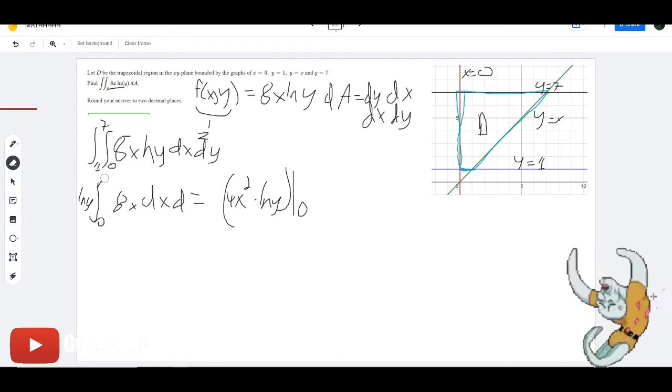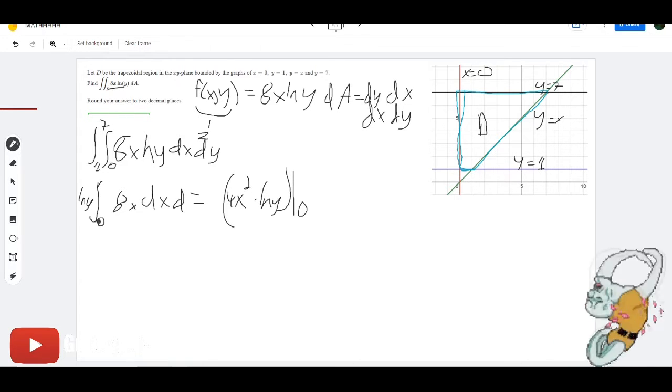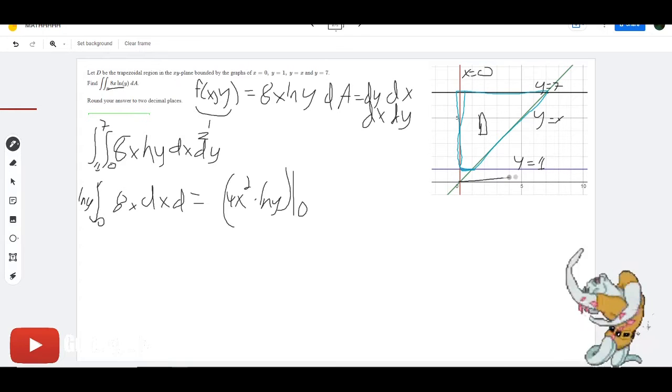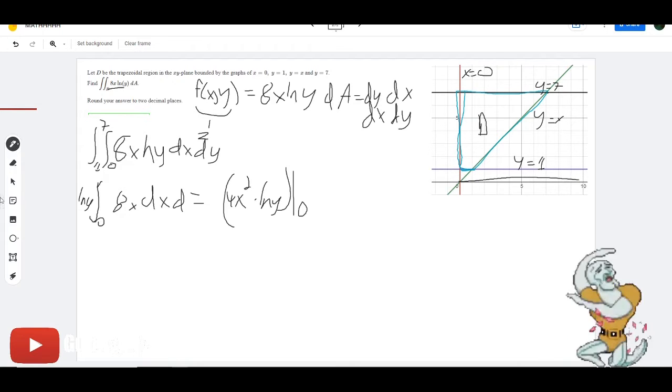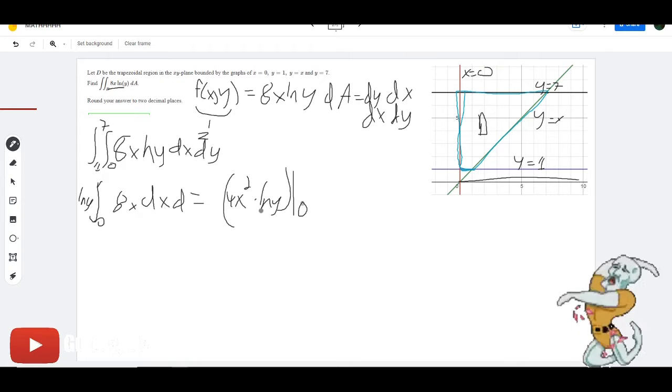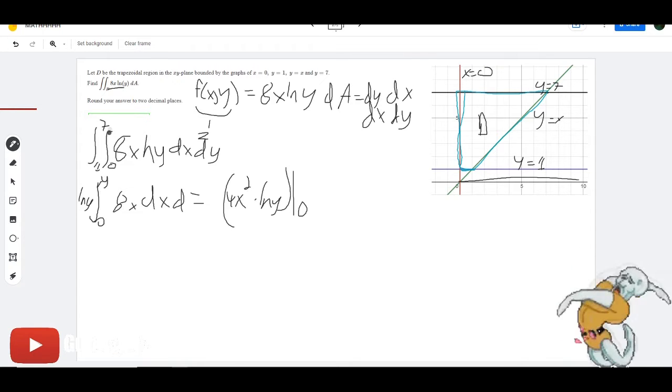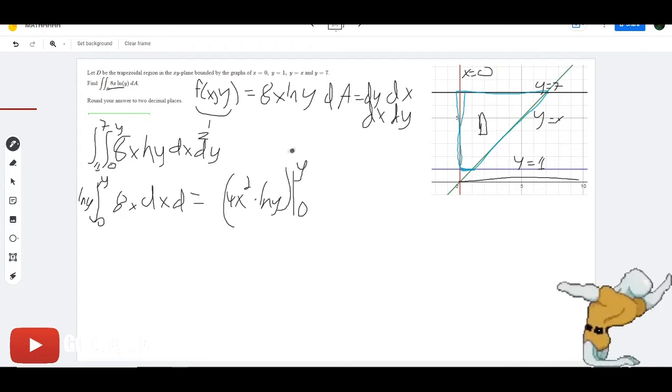We're not going from 0 to x because x equals 0, but x does not equal x, because if x equaled x, then it'd just be a straight line. No, x equals y. X equals y. Okay? So we're evaluating this from 0 to y.